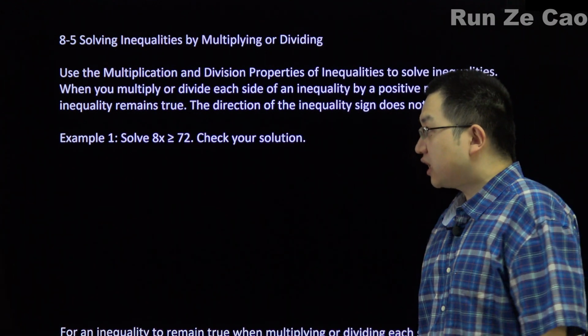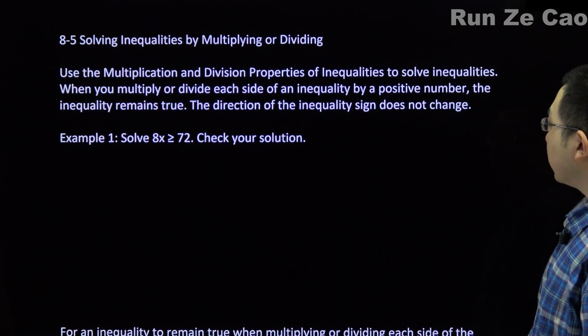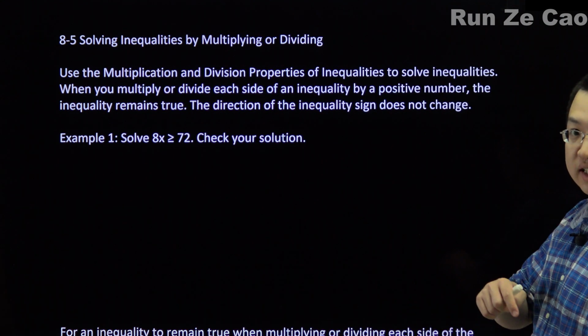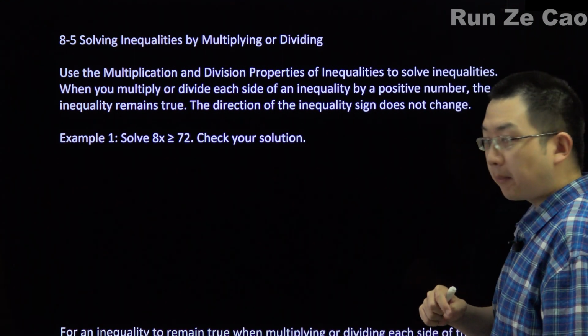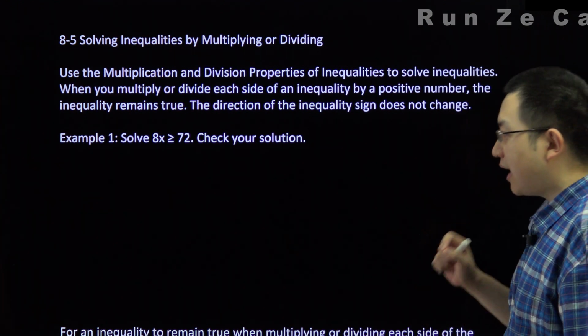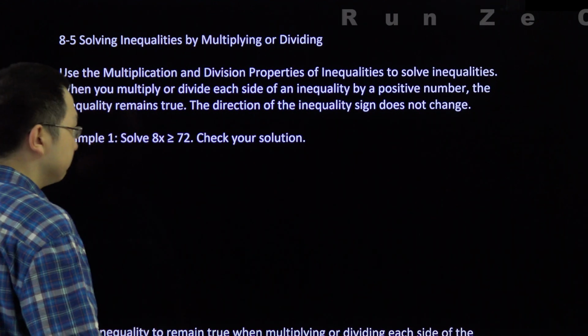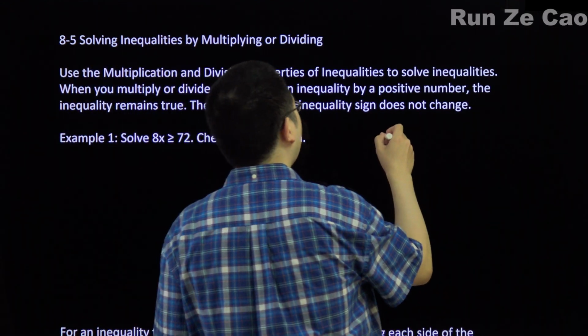Use the multiplication and division properties of inequalities to solve them. When you multiply or divide each side by a positive number, the inequality remains true. The direction of the inequality does not change. Why is this? Well, let's say we have a number line.